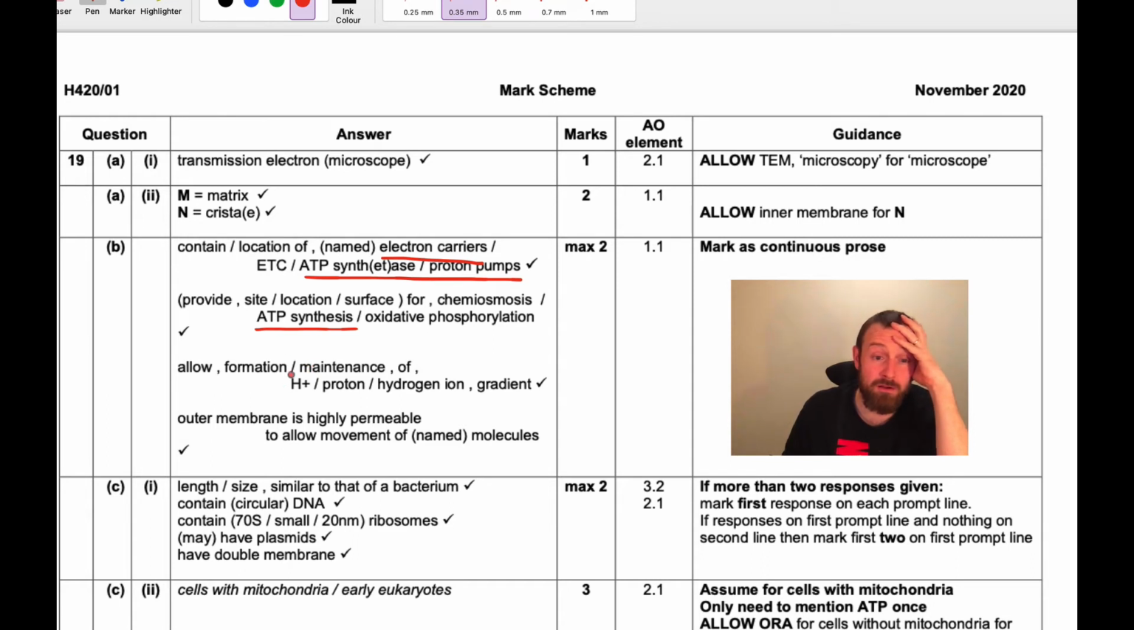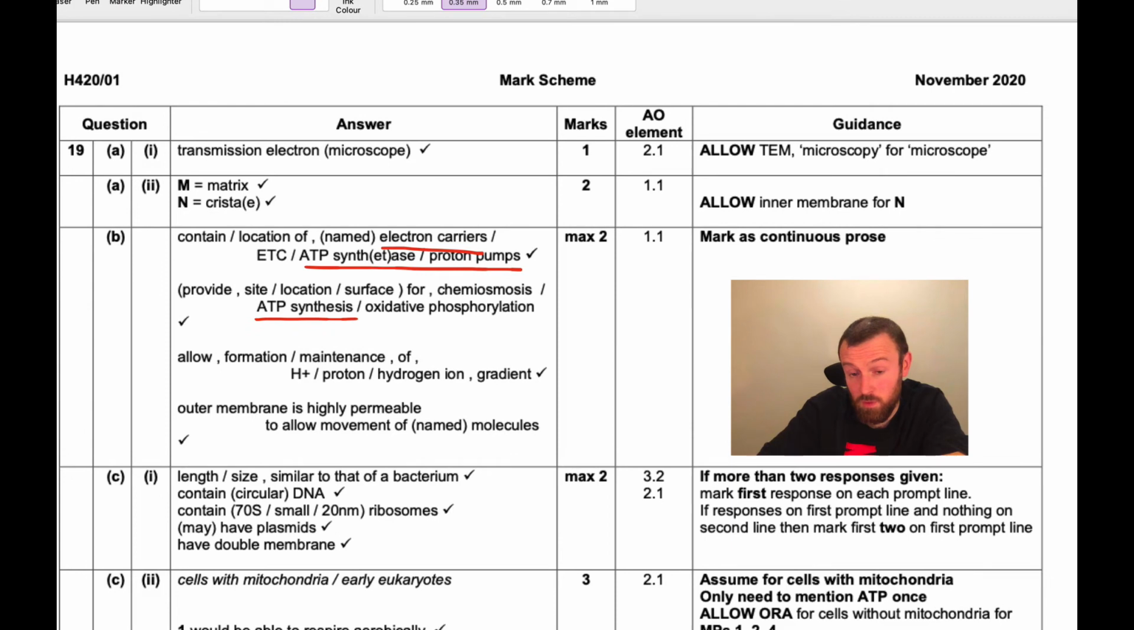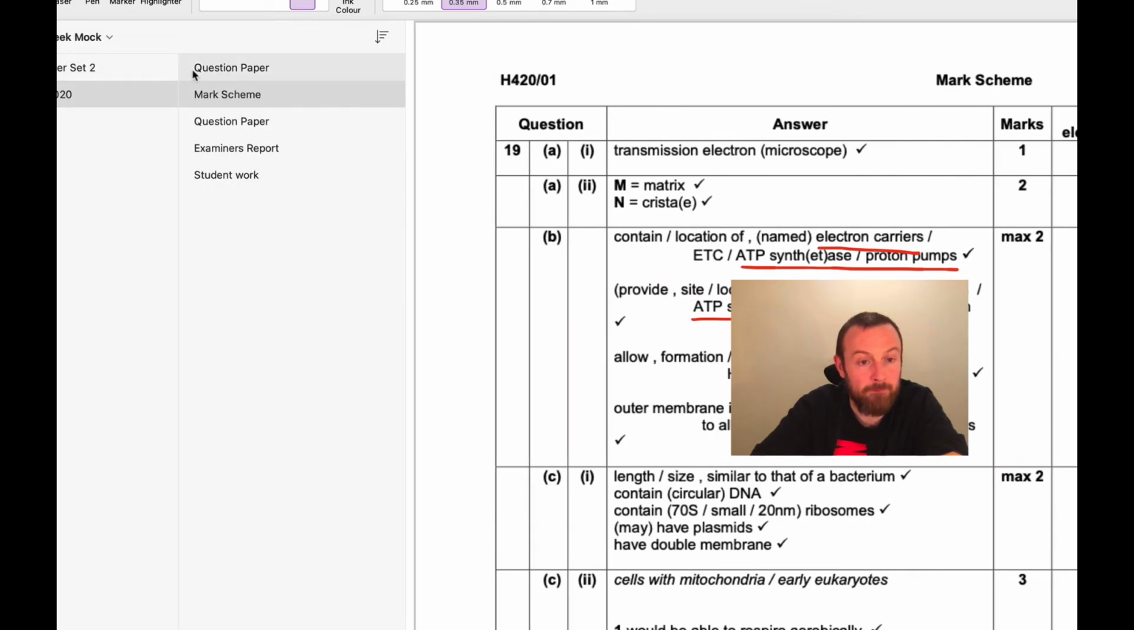Or you could have talked about formation of proton-ion gradients, or the fact that the outer membrane, I doubt you would have got this, but the outer membrane of a mitochondria is permeable. It's the inner membrane that is impermeable to H+, but the outer membrane is pretty permeable, so that things like pyruvate, etc., can move into the mitochondria. Pause there if you want to look, and we'll move on to the next question.